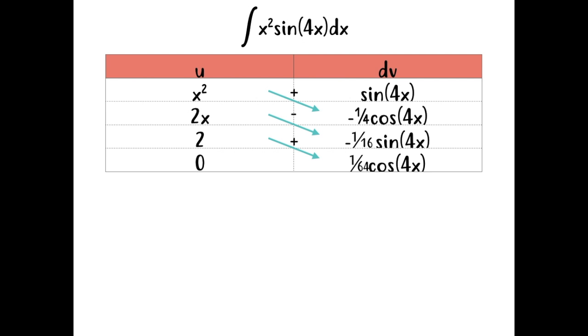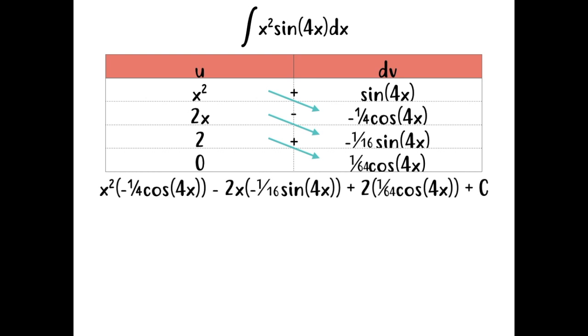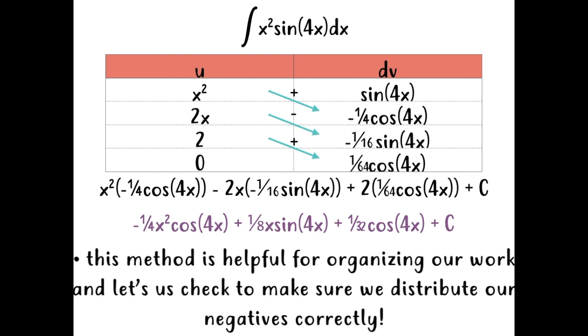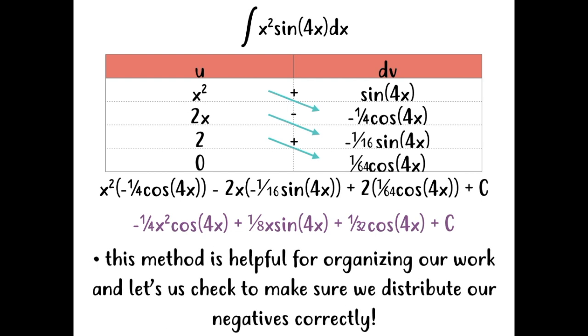So now we can go straight to our answer by multiplying the terms connected by diagonals together and indicating if it's being subtracted or added. So our final answer is negative 1/4 x squared cosine 4x plus 1/8 x sine 4x plus 1/32 cosine 4x plus c. Notice this is the same answer we got earlier, but a much simpler method. We can do this when we have 2 or more iterations. This method is helpful for organizing our work and letting us check to make sure we distributed our negatives correctly.